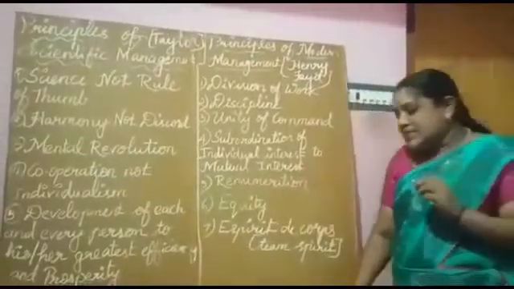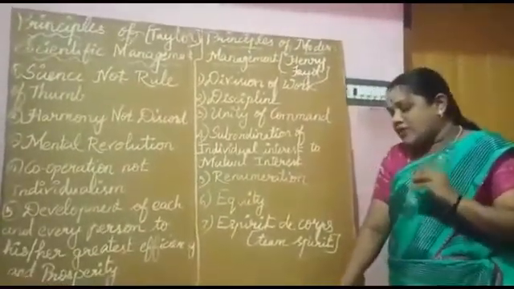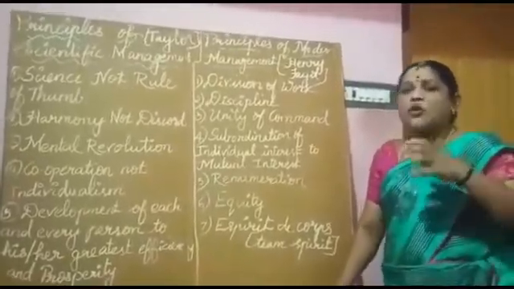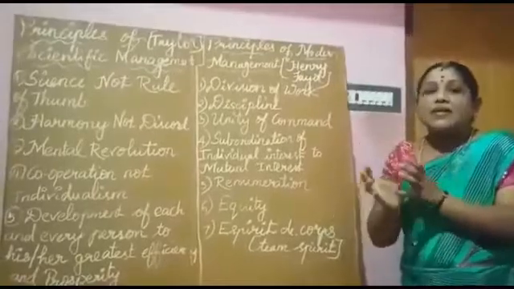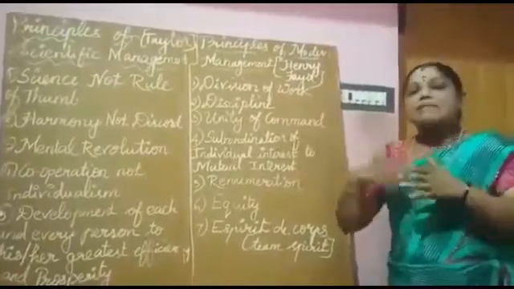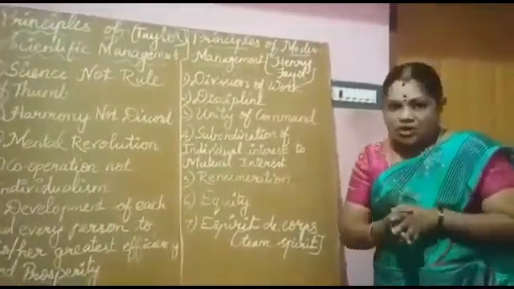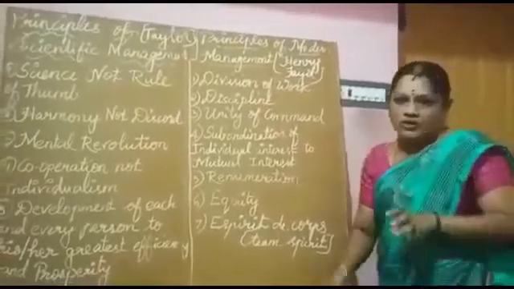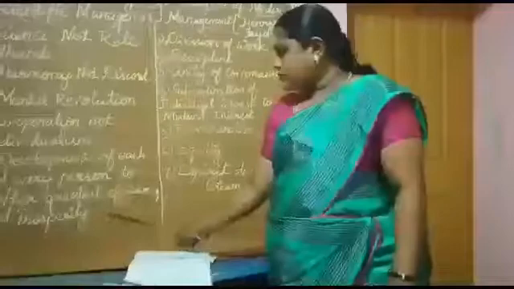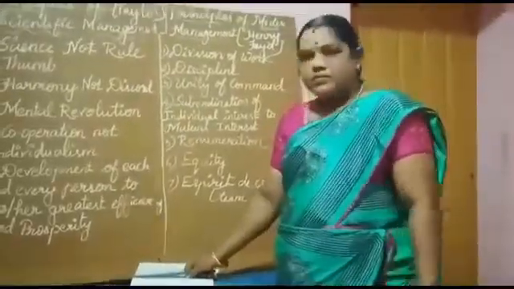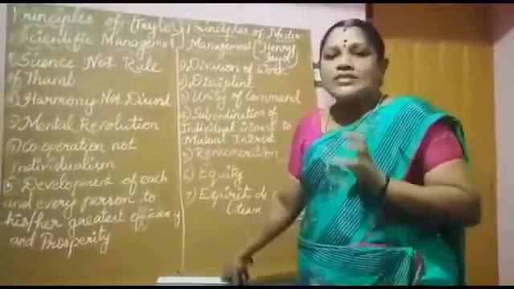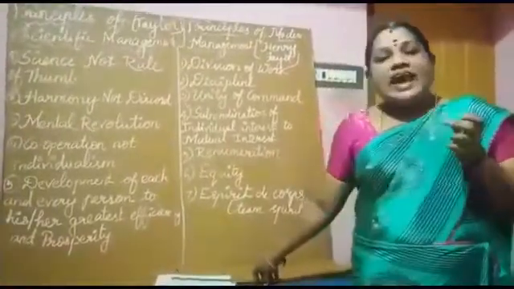And the third thing we can see is mental revolution. This means a change in the attitude of workers and management. Every employee will not be the same. In some companies they have more demands and sometimes they oppose the organization also. So there will be a great collapse between the management and the workers. So the mental revolution of the workers and employees may change. So they have to work properly.